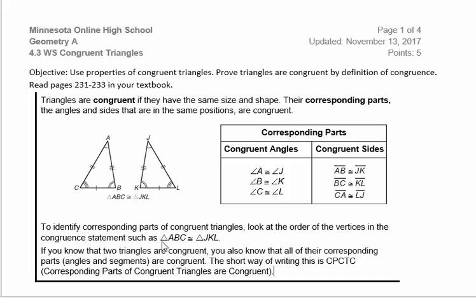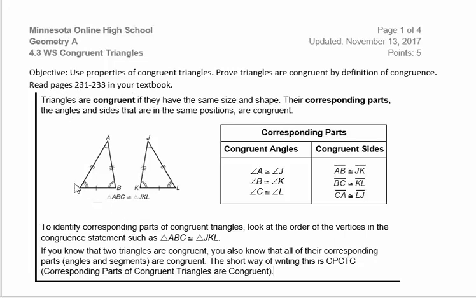In this video I'm going to go over how to do some of the problems in your 4.3 worksheet on congruent triangles. Our objective is to use properties of congruent triangles and to prove that they are congruent by definition of congruence. You should have read this section in your book before you watch this video.